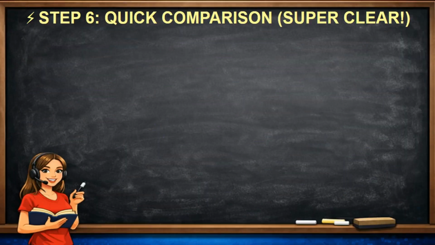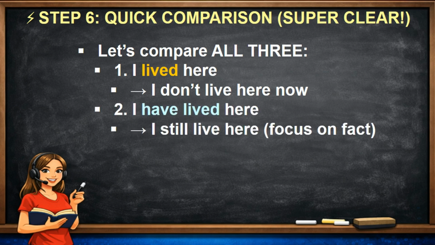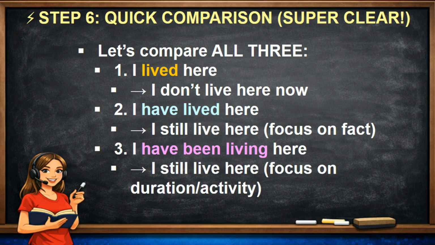Step 6. Quick comparison. Let's make it super clear. Let's compare all three. 1. I lived here. It means it was sometime in the past, but I don't live here now. 2. I have lived here. This means I still live here, but when I say this sentence, I focus on the fact, 5 years. 3. I have been living here. And this means I still live here, but I focus on duration or activity. Same idea, different focus.